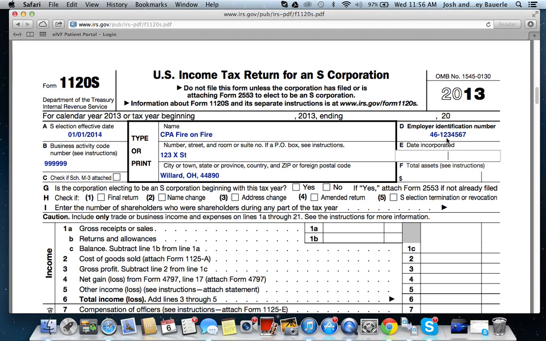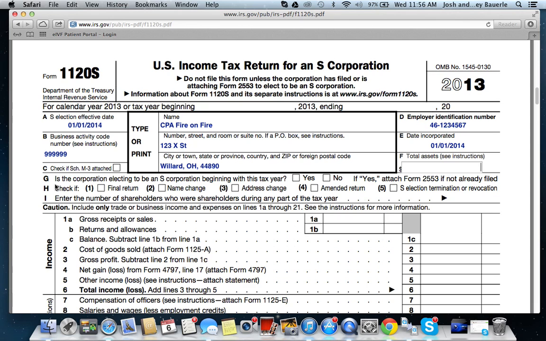The date incorporated. This is when you became either a corporation or an LLC. You had to do that before you became an S corporation. You can find that in your articles of organization or whatever you use to set up your corporation or LLC. So we'll just assume that it was on the same day, 7/14. Total assets. Don't worry about this line for now. You'll find out if you need to do that or not. We'll talk about that here shortly.